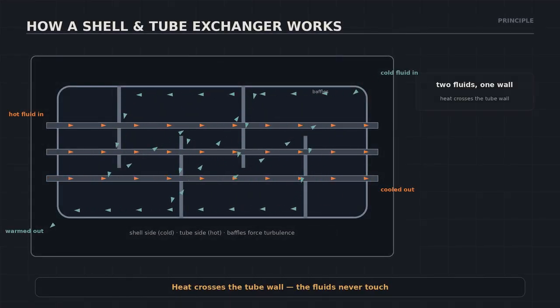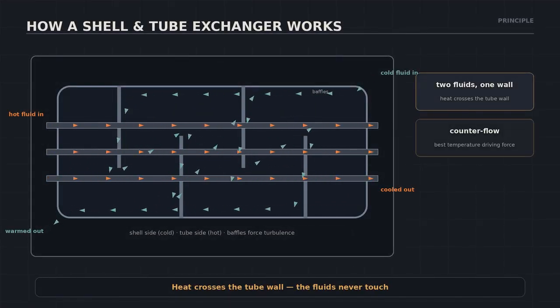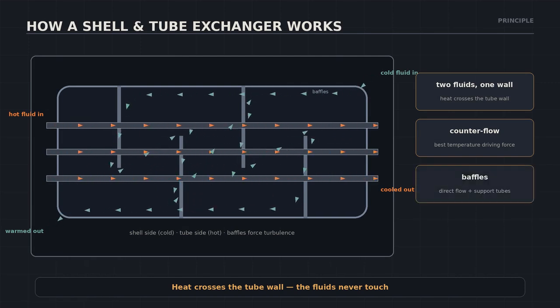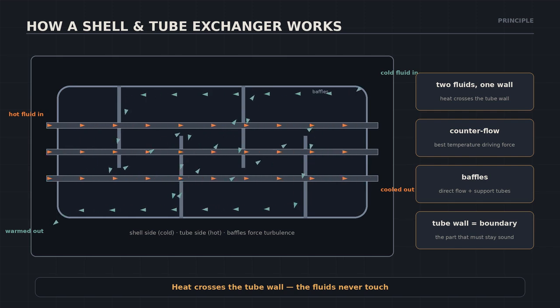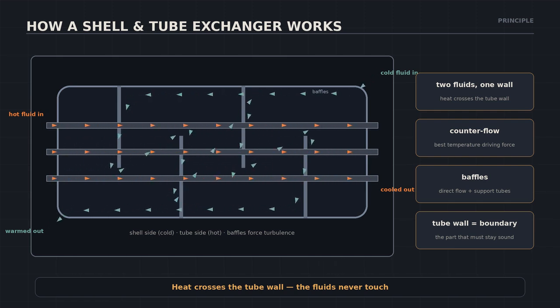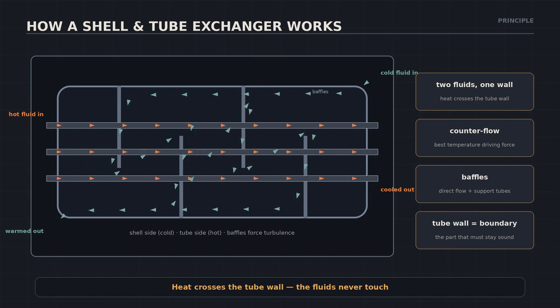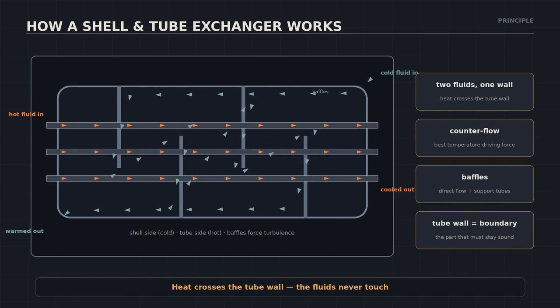The most common design is the shell and tube. One fluid flows inside the tubes, the tube side. The other flows around them, inside the shell side. Heat crosses the tube wall, the fluids never touch.